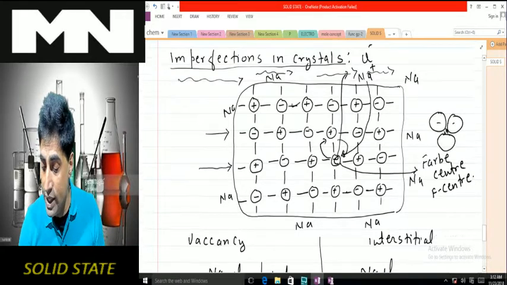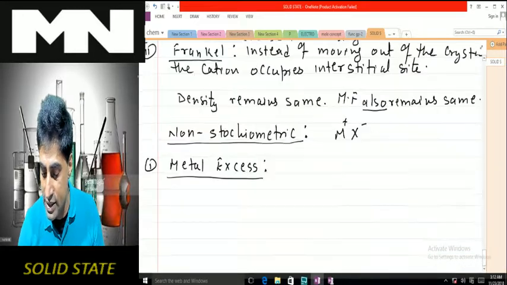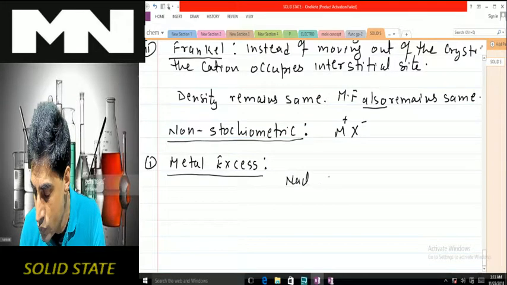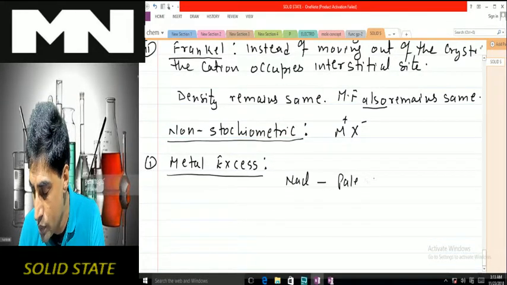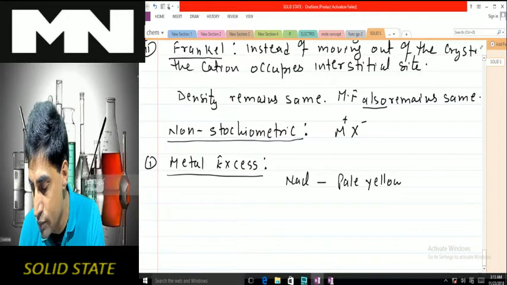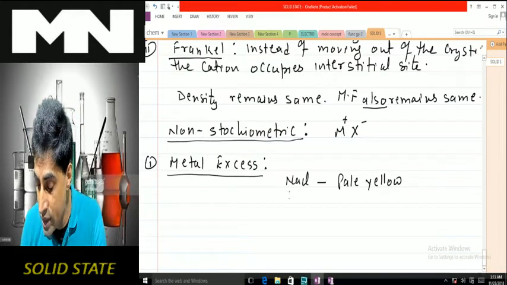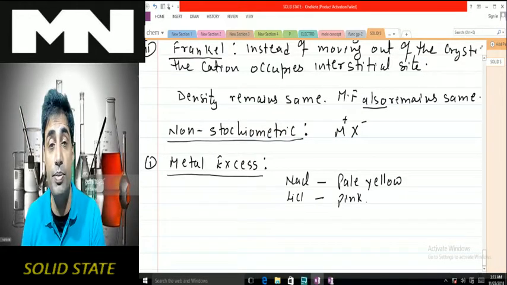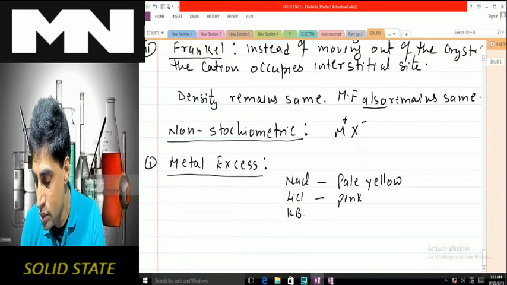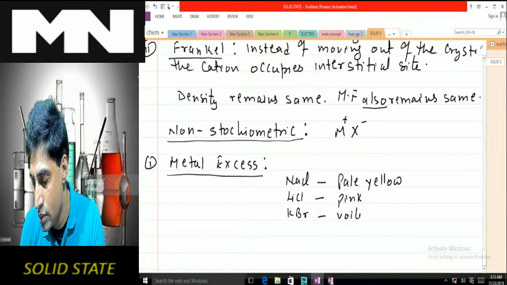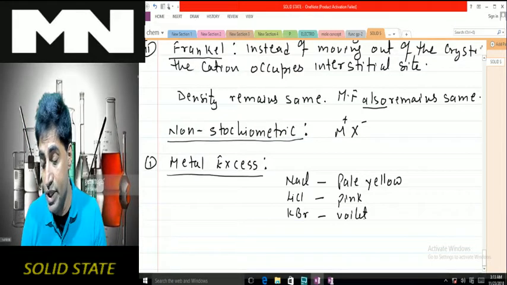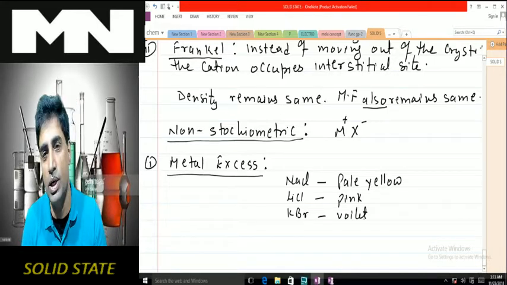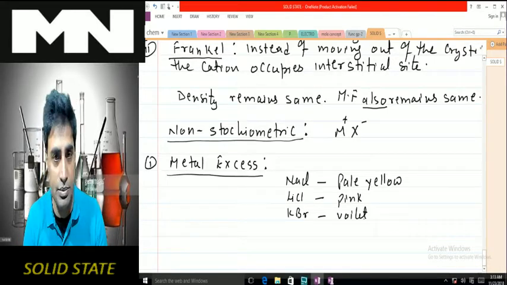Well, if I talk about sodium chloride, as I have told you here, sodium chloride turns pale yellow in the vapors of sodium due to F center electron. Lithium chloride turns pink in the vapors of lithium, and potassium bromide turns violet in the vapors of potassium. So all these crystals, when they are placed in the vapors of their corresponding metals, acquire color due to the presence of F center or Farb center electron.